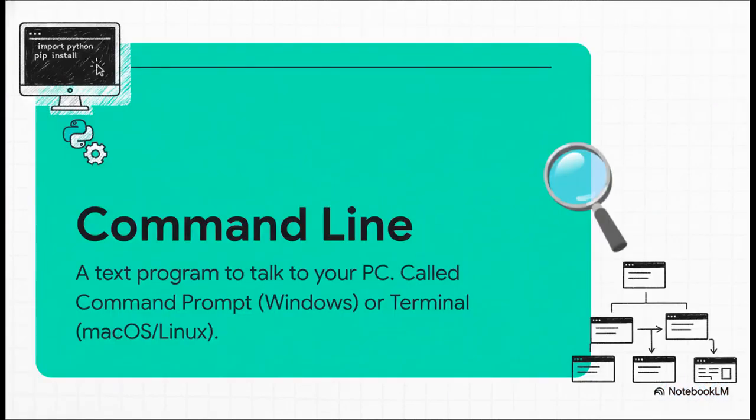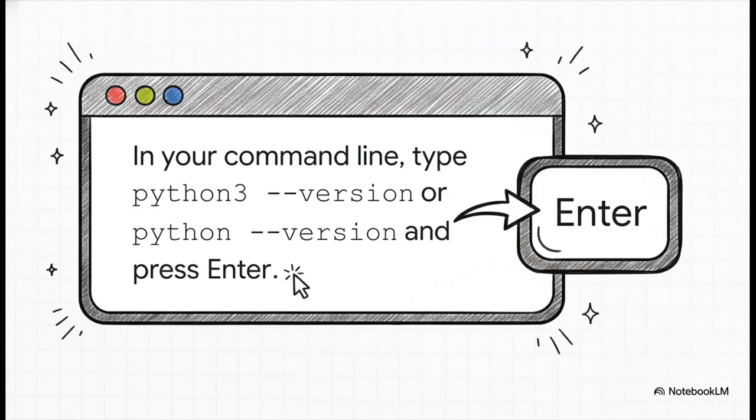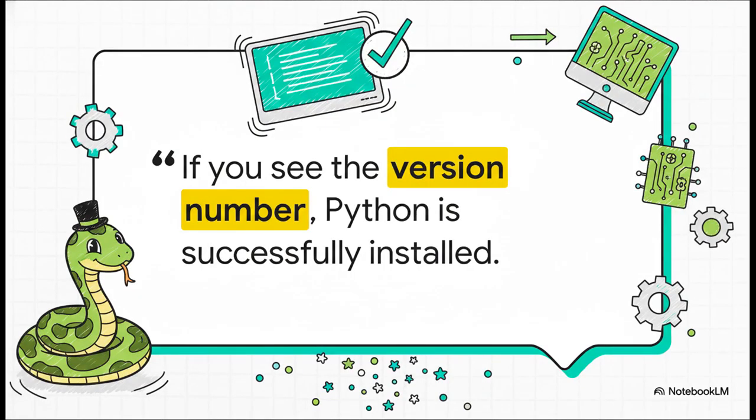First, you'll need to open what's called the command line. If you're on Windows, just search your start menu for command prompt. If you're on a Mac or on Linux, the app you're looking for is called Terminal. Once you've got that text window open, I want you to type python3, a space, two dashes, and then the word version. Then hit Enter. Now, if that gives you an error, don't panic. Just try python with two dashes and version instead. One of those two is going to be the magic ticket. And this is what you want to see. If your computer replies with the word Python, followed by a version number, like 3.12.0 or something similar, congratulations, you did it. Python is officially installed and ready to rock.